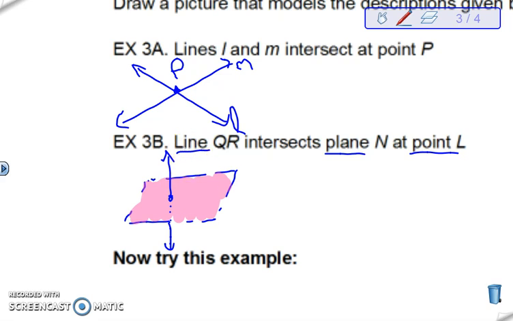Alright, so we notice the point is already technically highlighted, right? The line is drawn for us. We need to call the line QR, right? And it also says that it intersects the plane at point L. So we're going to put an L here because that's where it crosses the plane. We're going to need to add a couple of extra points so that everything's labeled.